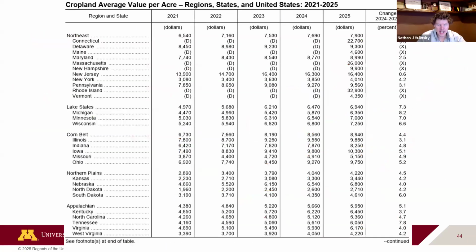This is the same data, just simply broken down for what the actual number is. So in Minnesota, you can see Lake States in the center there. In 2021, our average farmland was worth $5,030 per acre. Now in 2025, on average, it's $7,000. So we jumped $2,000 per acre just in the last 5 years on average. And that's about a 40% increase in 5 years.